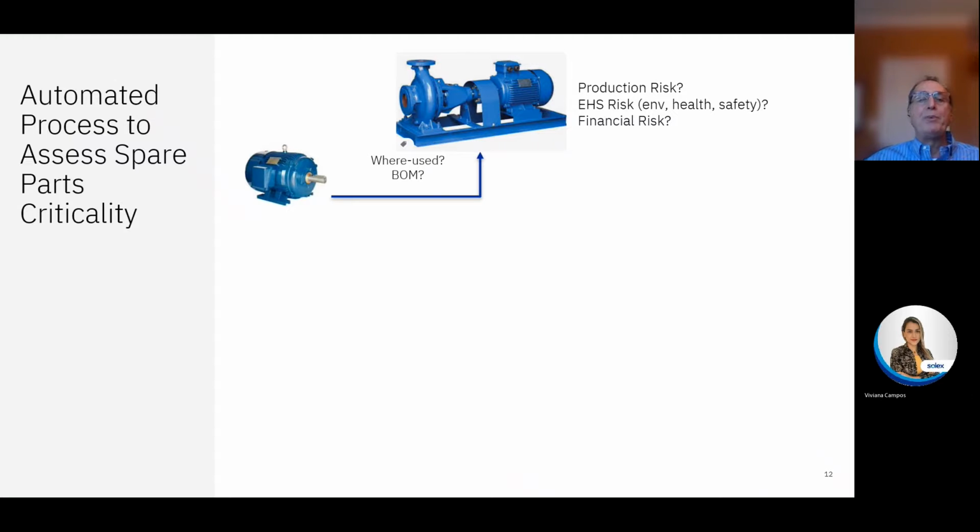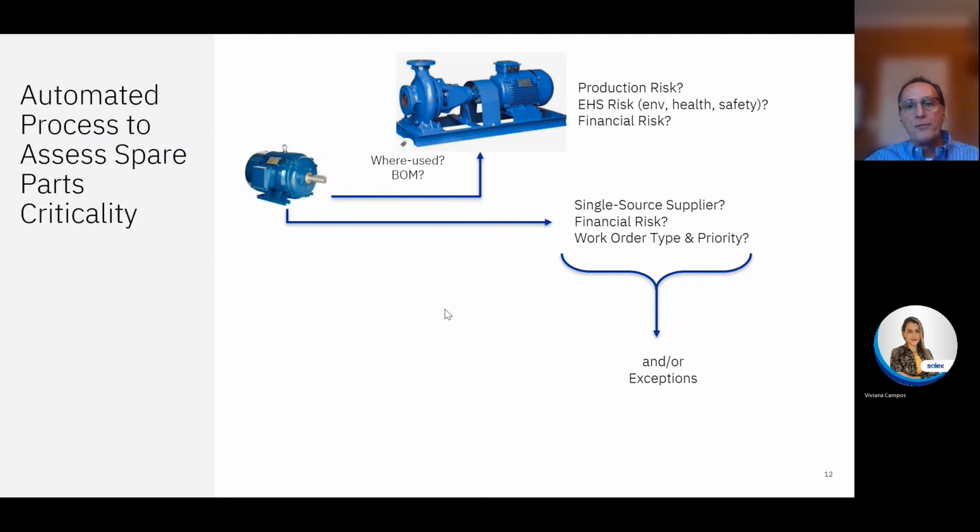Because what you don't want to happen is to have a high criticality ranking when you've got too much on stock, or vice versa. So one of the things we can do is take the BOM, the bill of material, so we can create the actual item ranking, criticality ranking, business impact by looking at some of the information you keep in your EAM system or your ERP system. Is this motor, for instance, on a bill of material? Is it a single source supplier? What's the financial risk? What was the work order priority?